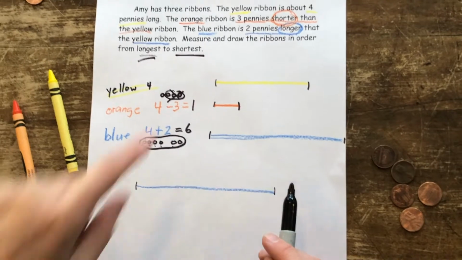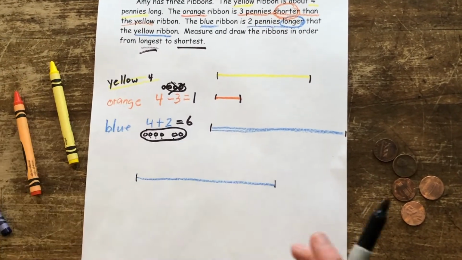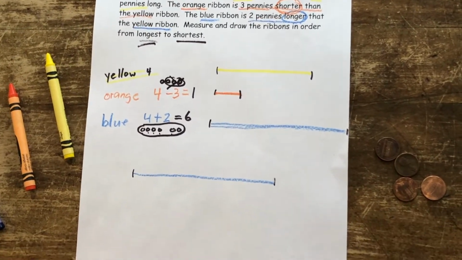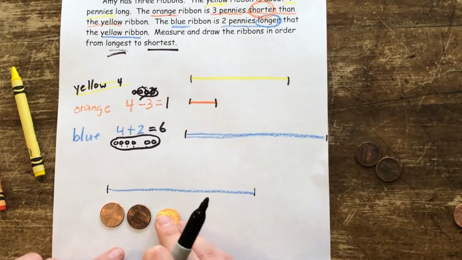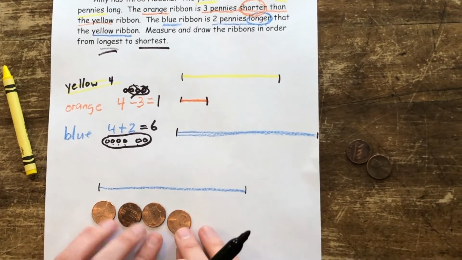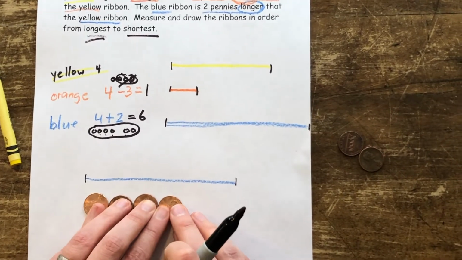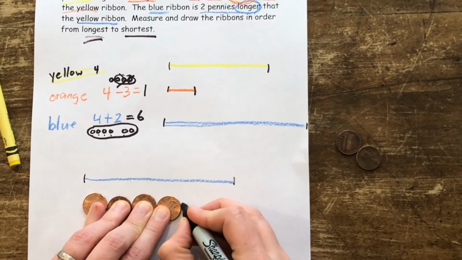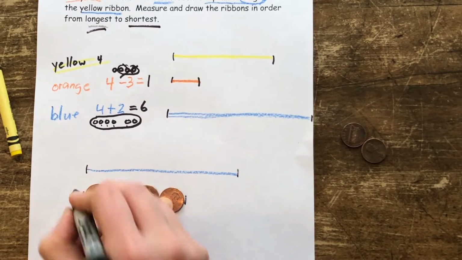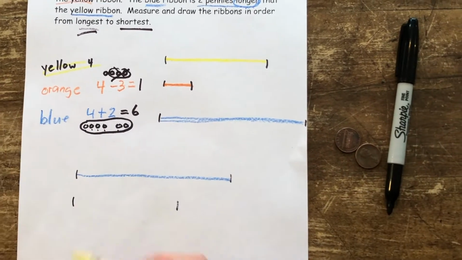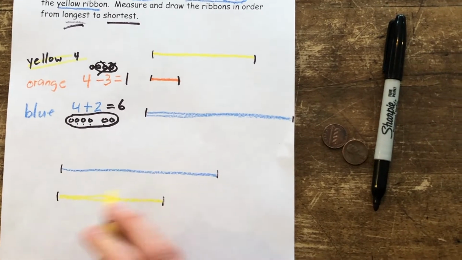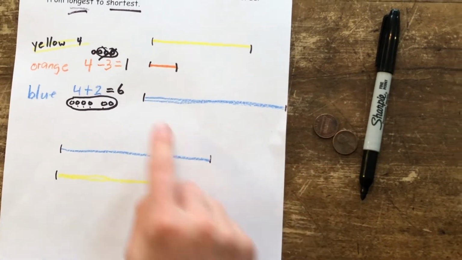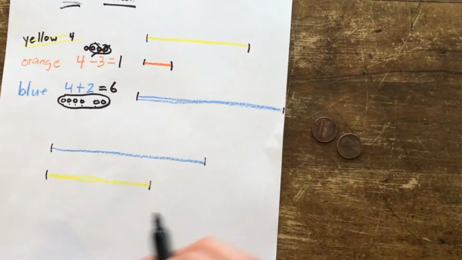You are correct. The yellow line is the medium line, and we know that one is 4 pennies. 1, 2, 3, 4. And again, my friends, I'm going to try and line them up. I'm going to hold them still with my helper hand. I'm going to put a little line. And then I'm going to draw in the length of my yellow ribbon. And my last one, because it's the only one left, is my orange line, and that's 1 penny.